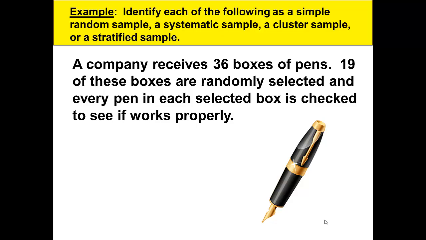We need to be able to identify which type of sampling someone else used in their study. Identify each of the following as a simple random sample, a systematic sample, a cluster sample, or a stratified sample. A company receives 36 boxes of pens. 19 of these boxes are randomly selected, and every pen in each selected box is checked to see if it works properly. This would be a cluster.